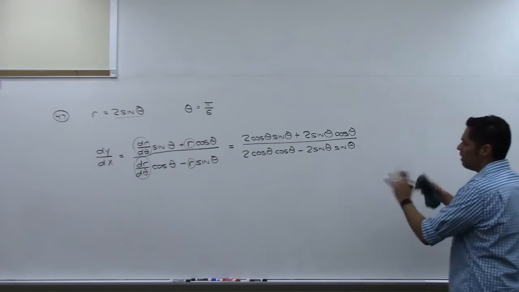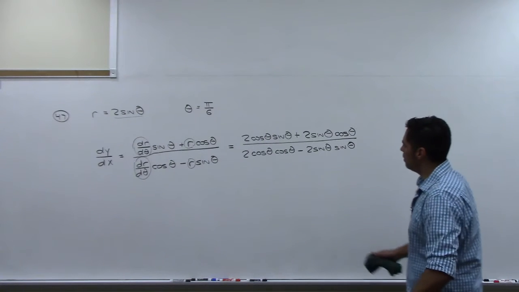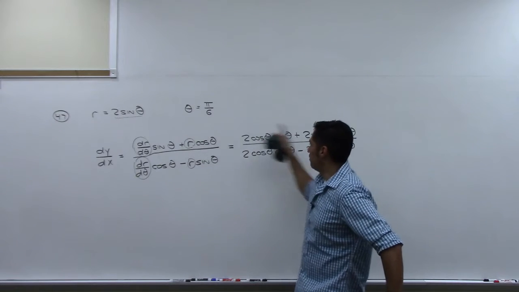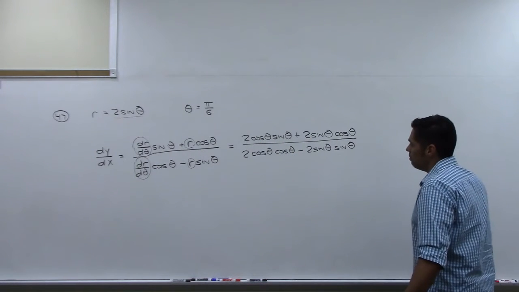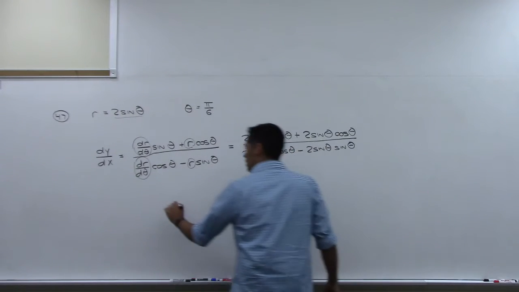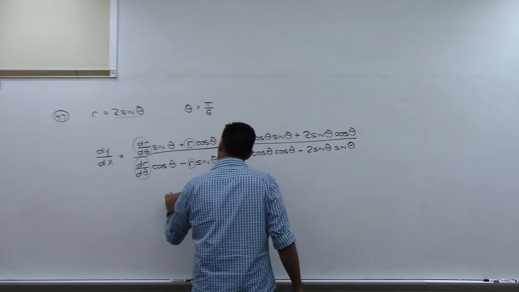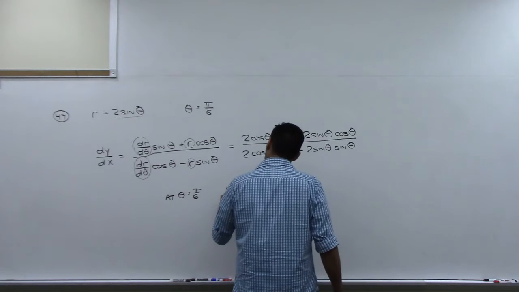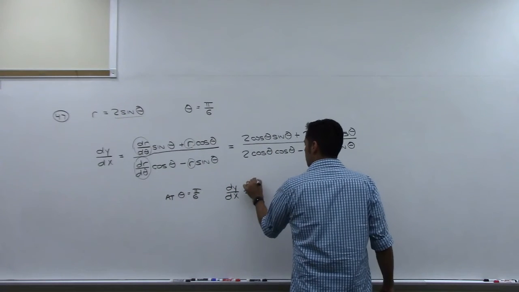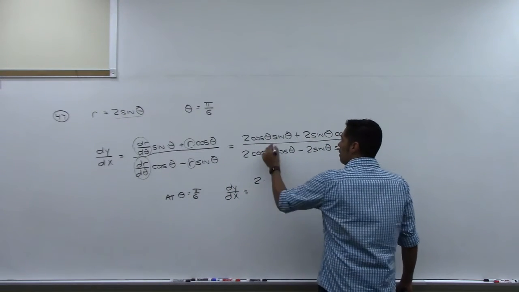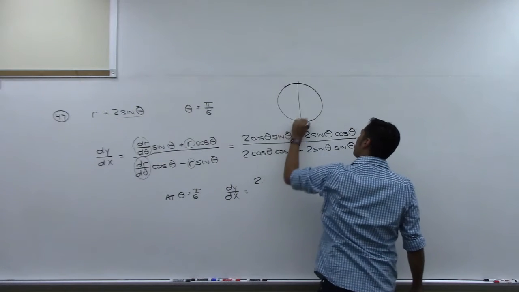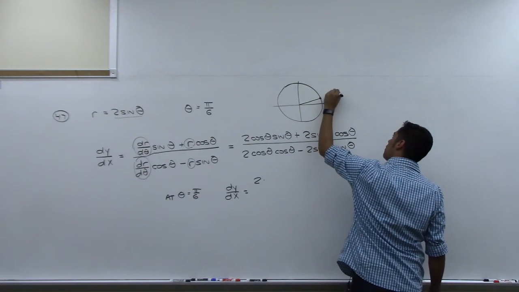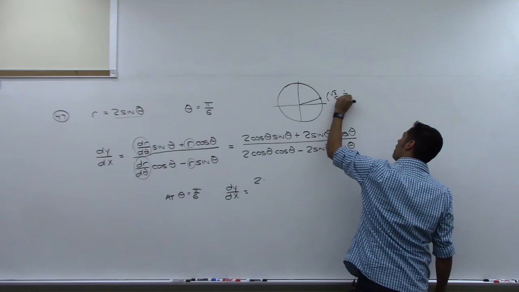All right, now we could try and clean this up. It actually does clean up a little bit, but I just need to plug in pi over 6 into all this. So let's just plug in pi over 6. At theta equals pi over 6, dy dx, the slope of the tangent line, will be 2. Now, remember, pi over 6 is right here. It's 30 degrees, and we have as an x-coordinate root 3 over 2 and a y-coordinate 1/2.